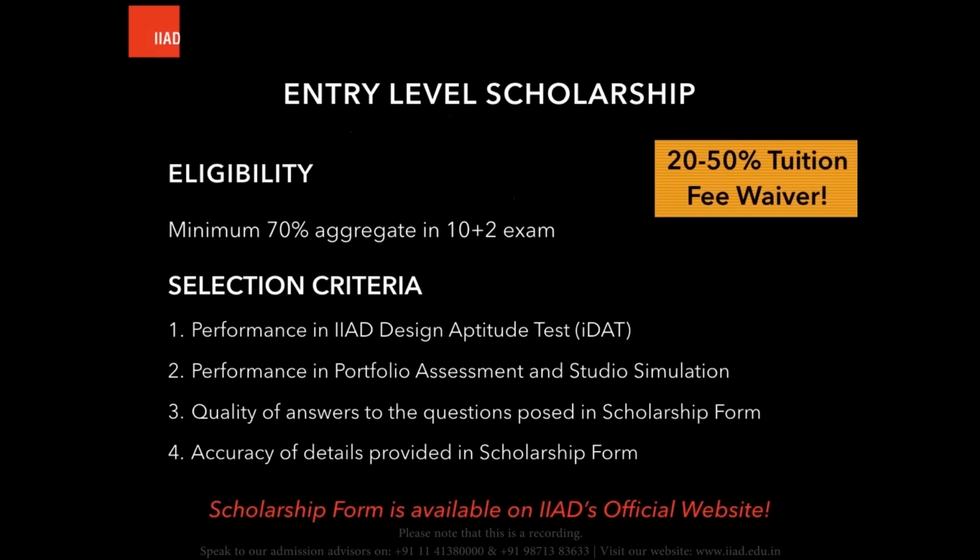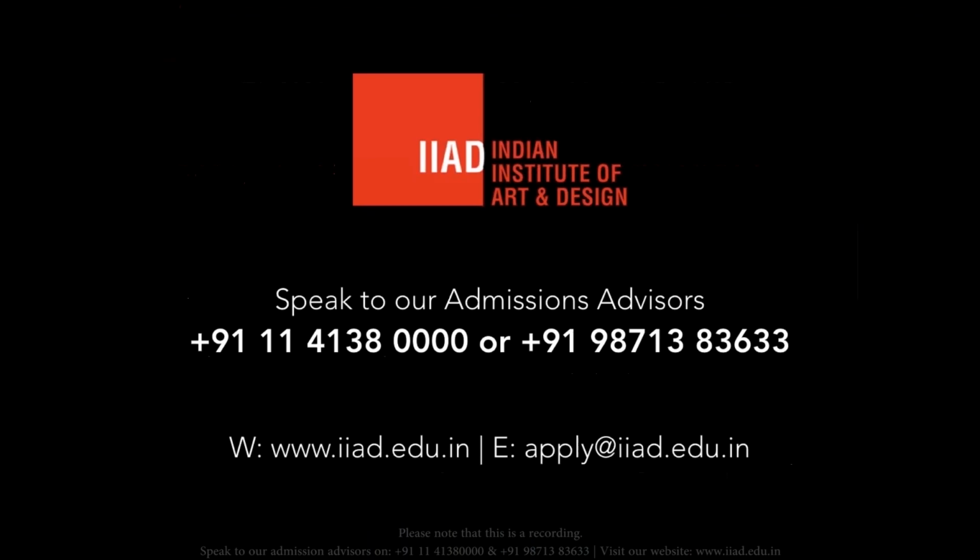The entry-level scholarship eligibility is that students who are appearing in class 12 are 100% eligible to apply for the scholarship, and for the ones who have completed their 12th, the minimum percentage should be 70% in class 12. The selection criteria is their performance in the IIAD design aptitude test, the portfolio, and the studio simulation test. If you have any further questions, it's best to speak to the admission counselors.